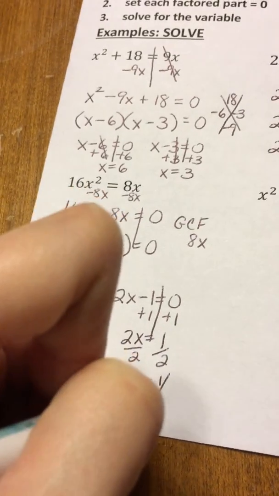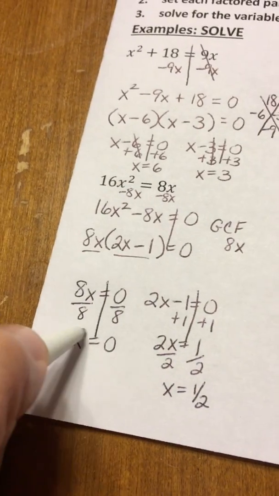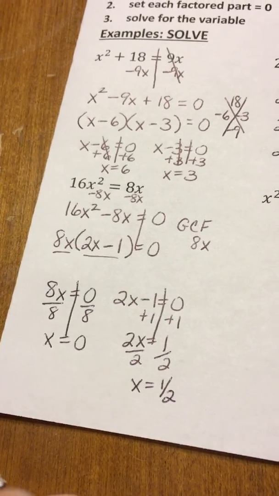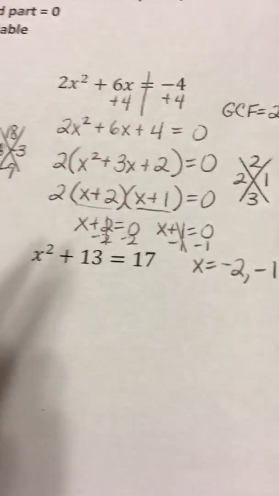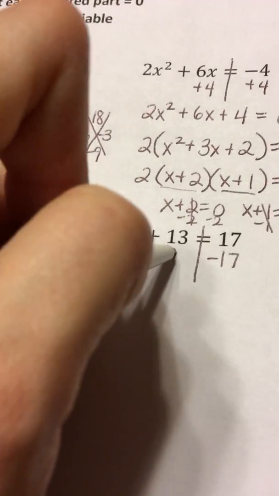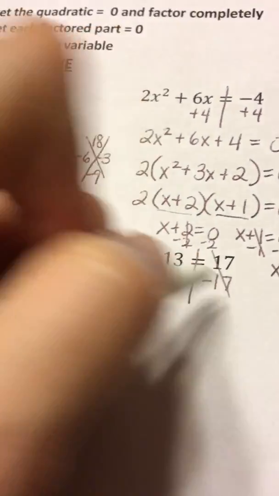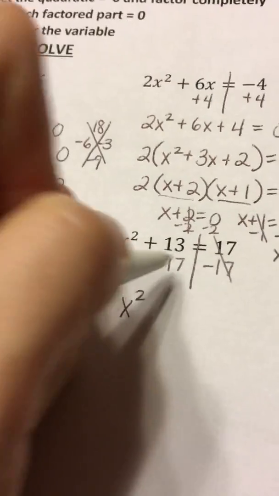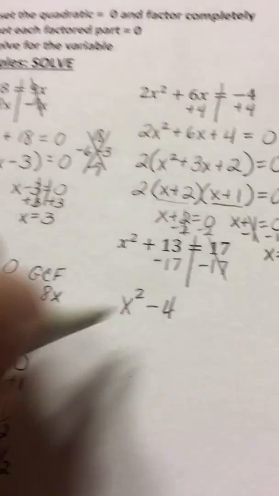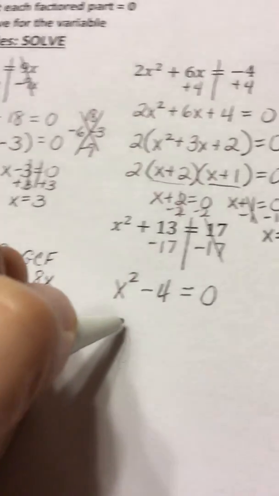X equals 1/2. So far we have 0 and 1/2. Okay, so every problem you're getting 2 answers. Last one here, if you subtract the 17, let's see, x squared, 13 minus 17, that would be -4 equals 0.